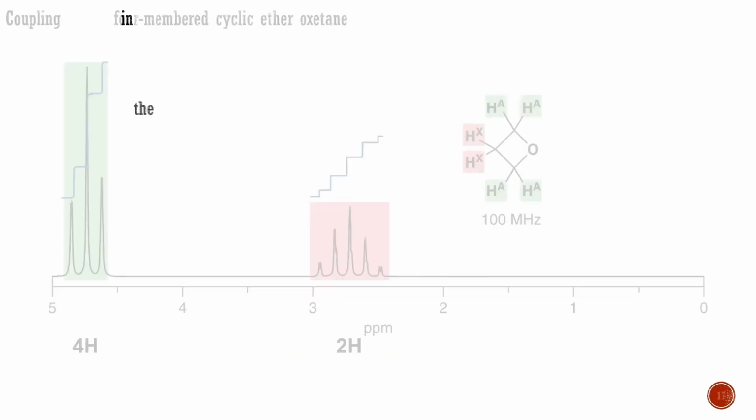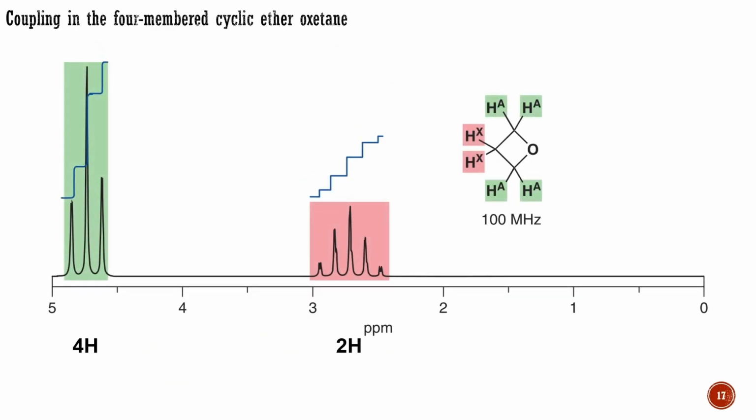Here's a simple example: the four-membered cyclic ether oxetane. Its NMR spectrum has a triplet for the two identical CH2 groups next to oxygen and a quintet for the CH2 group in the middle. Each HX proton, underlined in red, sees four identical neighbors and is split equally by them all to give a quintet with the ratio 1, 4, 6, 4, 1.